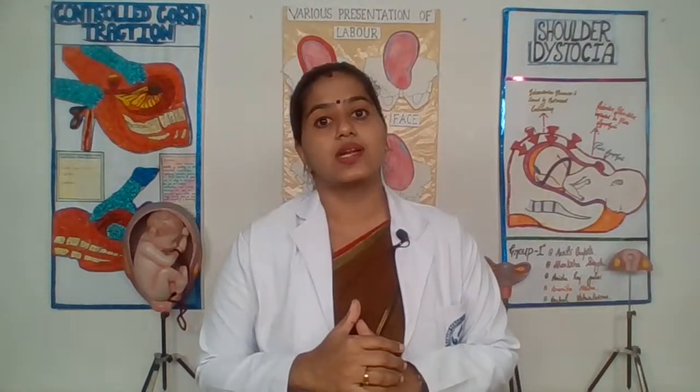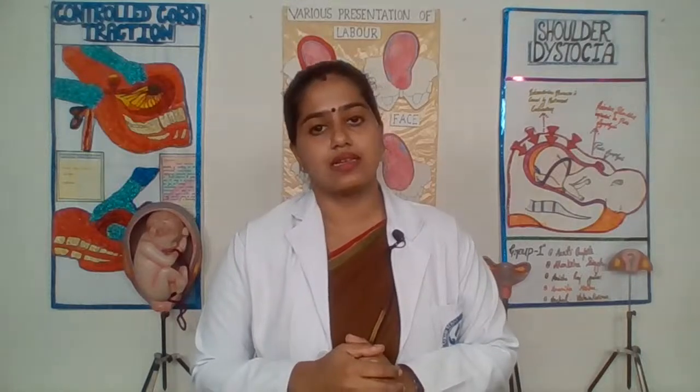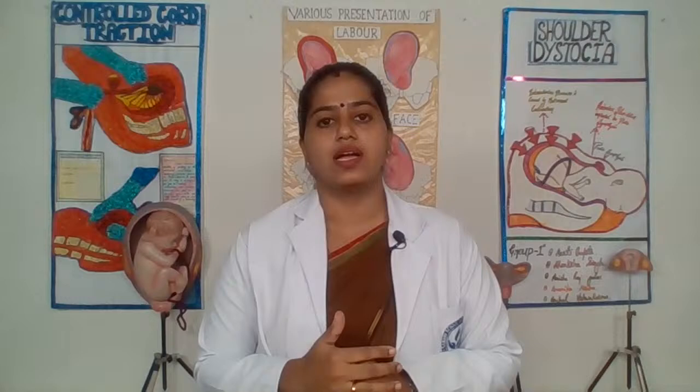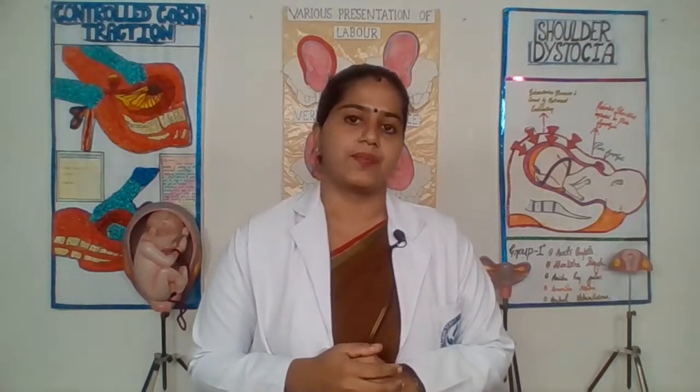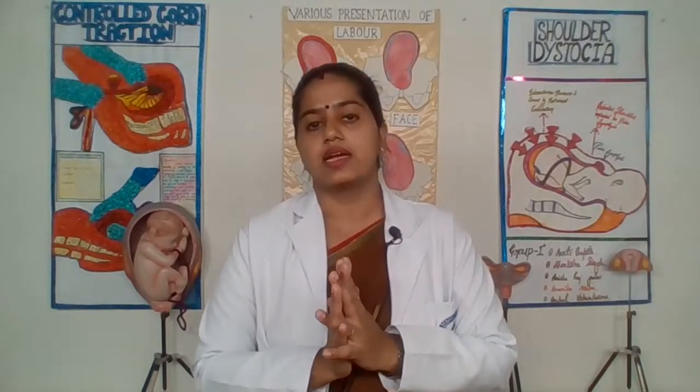So what is meant by transverse lie? When the long axis of the fetus lies perpendicular to the long axis of the maternal spine, forming a 90-degree angle, it is known as the transverse lie. Oblique lie is when the long axis of the fetus lies diagonal to the long axis of the maternal spine, forming about a 45-degree angle. So with transverse lie and oblique lie, the baby can go with the shoulder presentation.